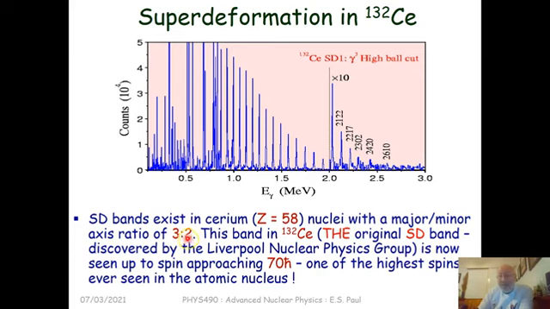It's much bigger than essentially the ground state of the nucleus, or of a typical nucleus here. And again, if we follow the band up to the very highest gamma rays, we're approaching something like 70 h-bar in the nucleus. And again, this is about the highest spin that we've ever seen.